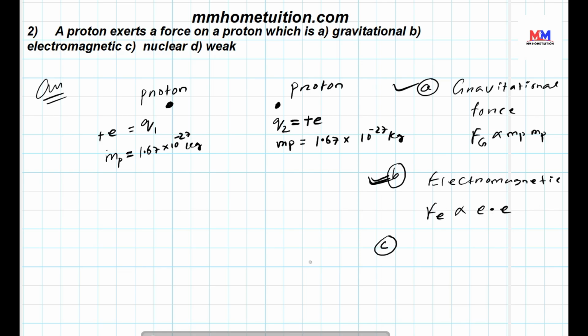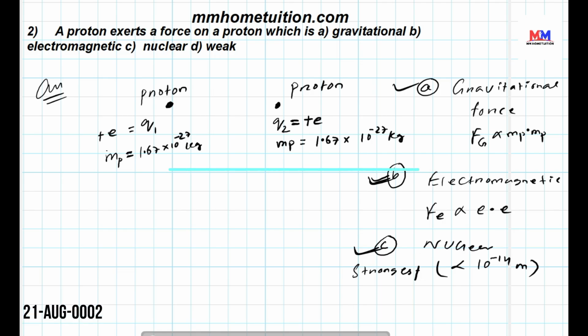Option C, nuclear force. Gravitational force varies directly with the masses, electromagnetic force varies directly with the charges. Nuclear force is also applicable if the separation is less than 10 to the power minus 14 meter. And yes, nuclear force is applicable, and it is the strongest force in nature.